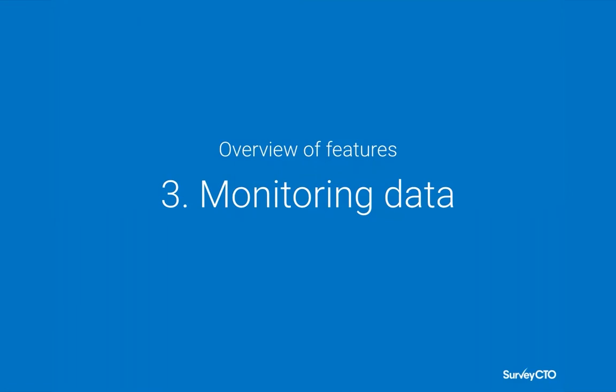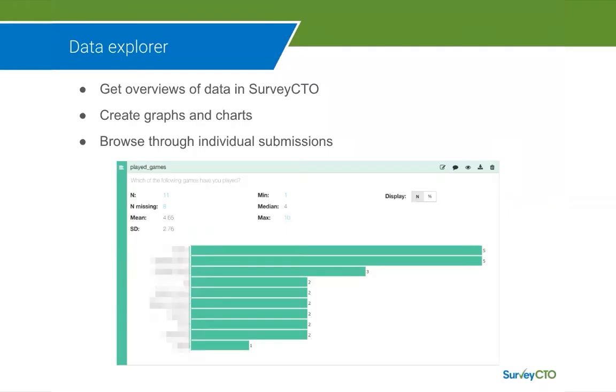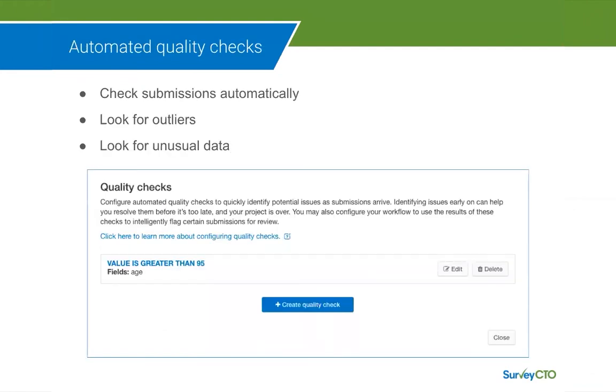In addition to collecting data, SurveyCTO can help you monitor your data. Let's go over a few ways you can do this. We will not go into detail here as much as we did before, but you should have a good idea of the features available. The main way to review data is with the Data Explorer. In the Data Explorer, you can create graphs and charts based on your data and even view the details of individual submissions.